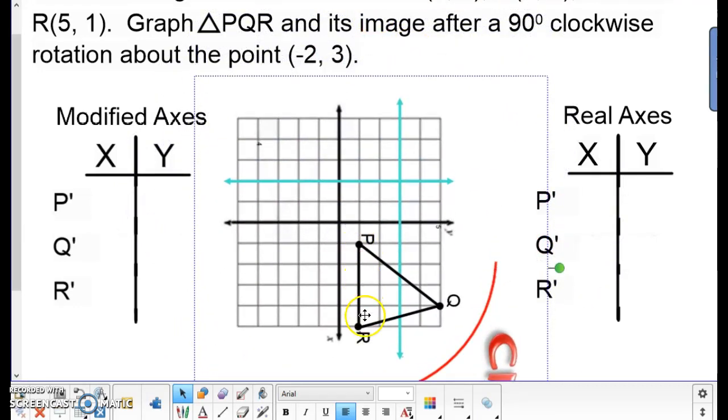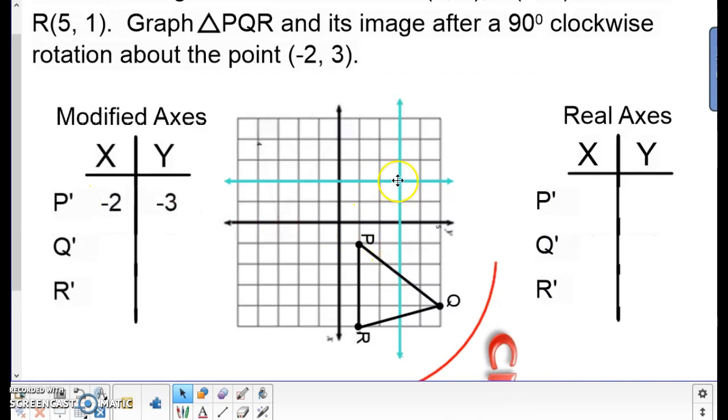the answer should end up down here. Remember, you're just looking at the blue axis here. It's down at the bottom, halfway between the third and fourth quadrant. So if I look at where these points are, I'm looking off the blue axis, my modified axis. The point P is at negative 2, negative 3. The point Q is at 2, negative 1, 2, 3, 4, 5, 6.